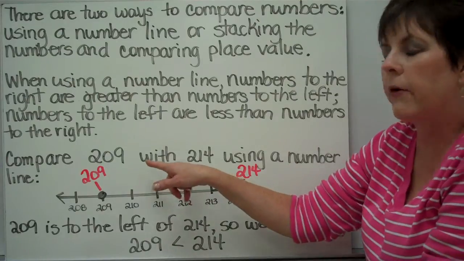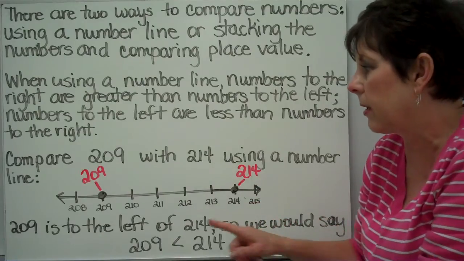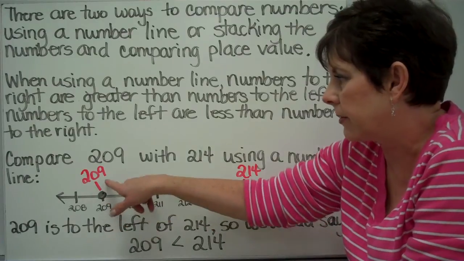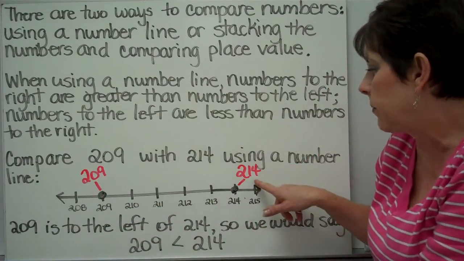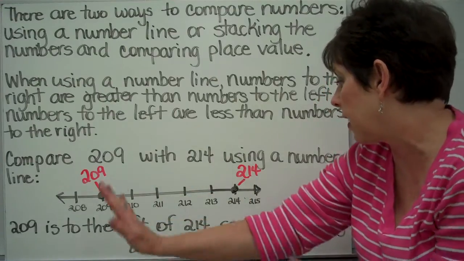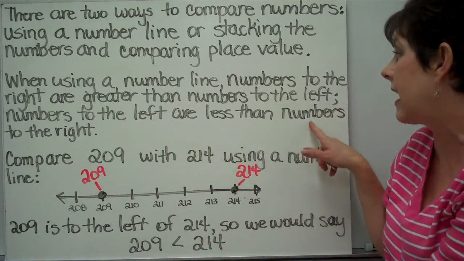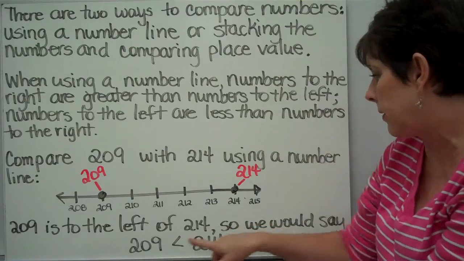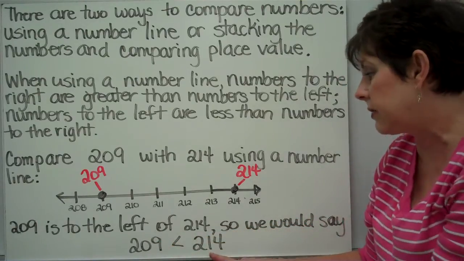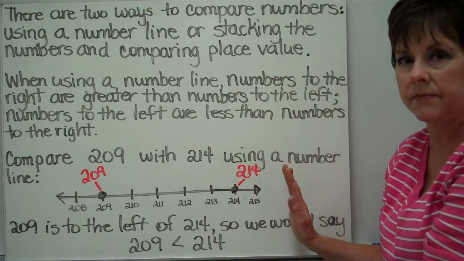Let's say we're comparing 209 with 214, and we're using a number line. So we draw out our number line, and we identify 209, and we identify 214. Well, we notice that 209 is to the left of 214. All right, numbers to the left are less than numbers to the right. So we would say that 209 is less than 214 because this one is on the left of this.